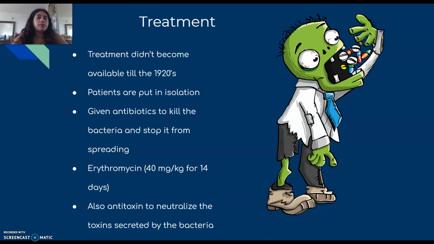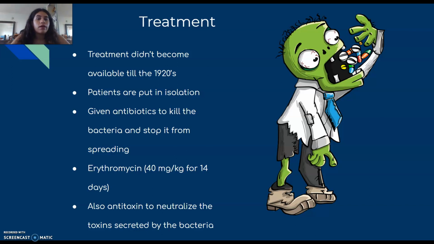Treatment. So treatment didn't become available till the 1920s, when there was more of an understanding of what this disease actually was. And they found that putting the patients in isolation for the first few hours, meanwhile antibiotics kicked in, was the best way to not only help the patient but save lives.